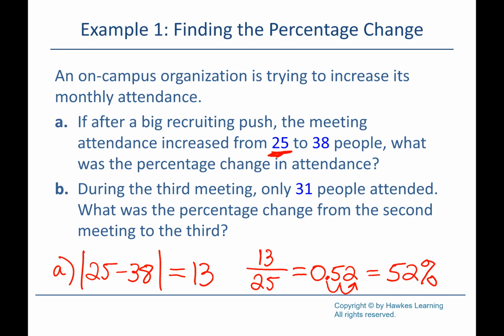What about B? B says during the third meeting only 31 people attended. What was the percentage change from the second meeting to the third meeting? All right, so at the second meeting we had 38 people. The third meeting we had 31. Let me get some more room here. We had 38, now went down to 31. So what's our absolute change here? It's just 7, and just subtract.